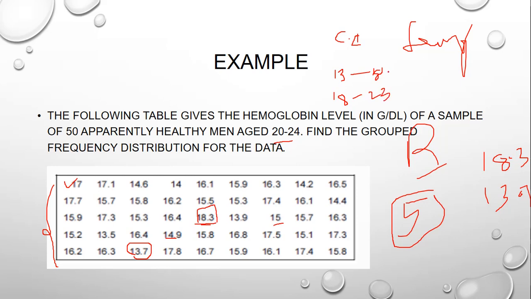Like this way also you can do. Otherwise you can take width as 1 or 2 also. If you take width as 2, 13 to 15, 15 to 17, here you can get one more class also, then 17 to 19. For example, 17 comes under this class, the third class interval. 17.1 also here. Then you can count all the values that come here, then you can formulate it. This is called the frequency distribution for continuous distributions.